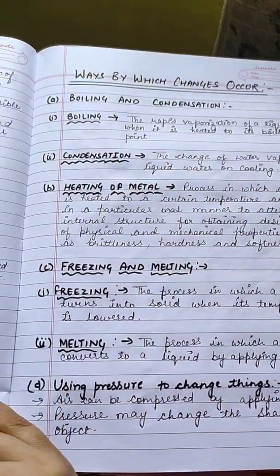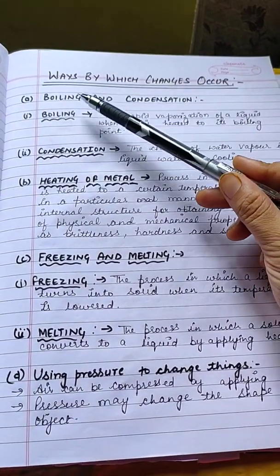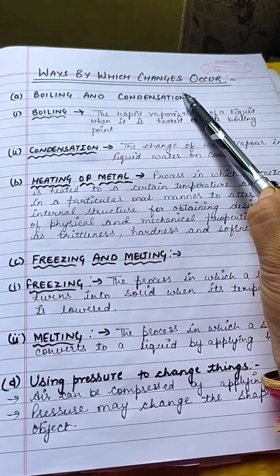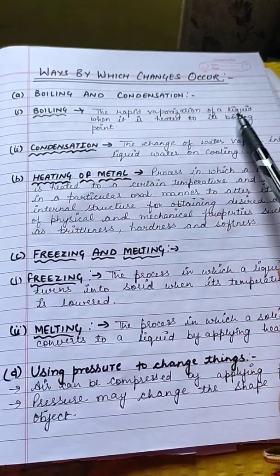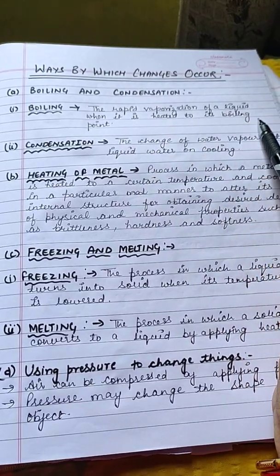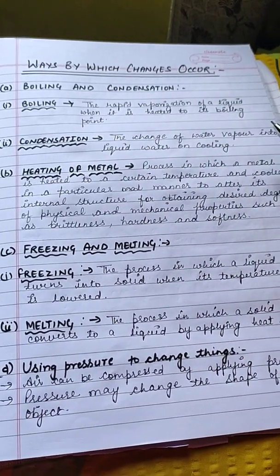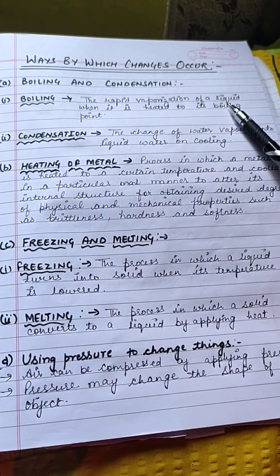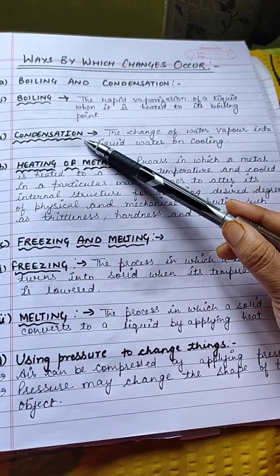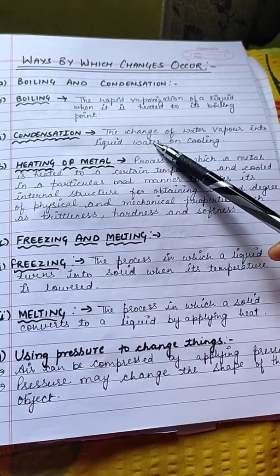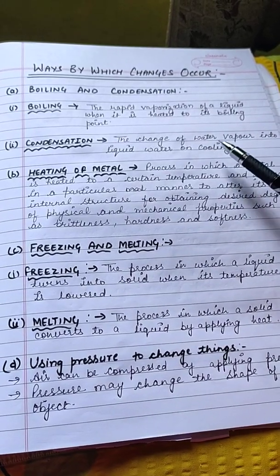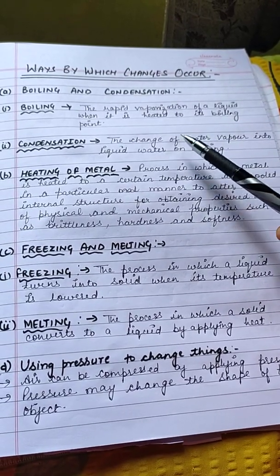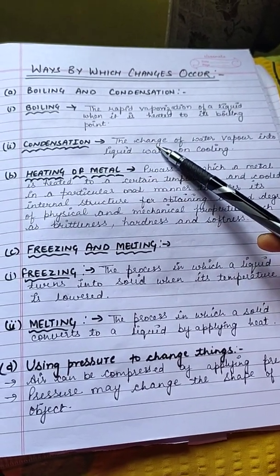Now there are several ways by which changes occur. First is boiling and condensation. Boiling, the rapid vaporization of a liquid when it is heated to its boiling point. After boiling the change occurs. Next is condensation, the change of water vapor into liquid water on cooling. When the water vapor cools down, it is again converted into liquid, so this is also a change.